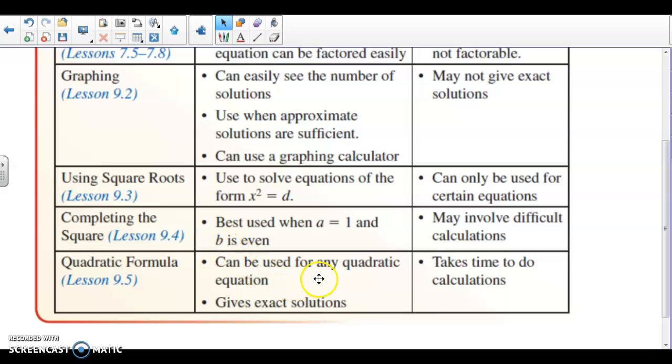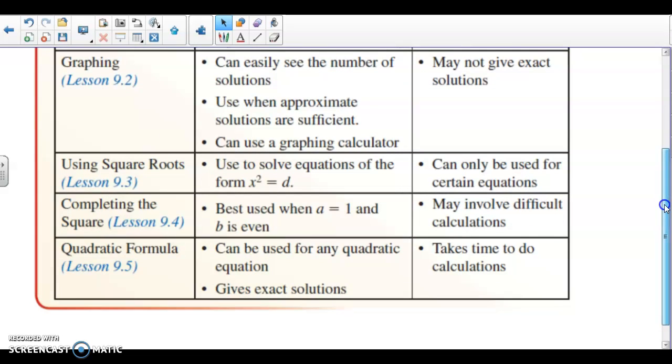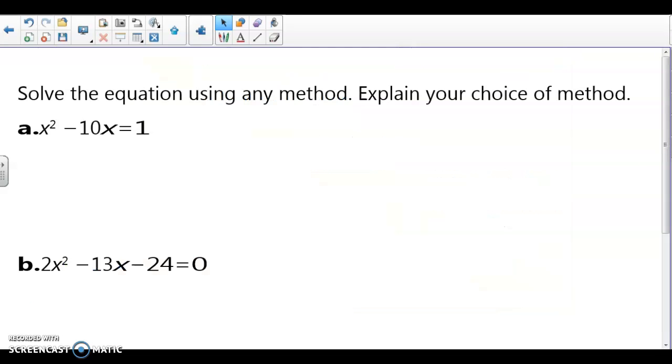And then the quadratic formula, this is the best choice when you just can't think of anything else. So if you look at it and you said, I am not sure what the best method would be, well, the quadratic formula will work just fine because it works for any of them. So when in doubt, just use the quadratic formula to solve. So let's look at some problems where they ask us to choose what the best method would be.